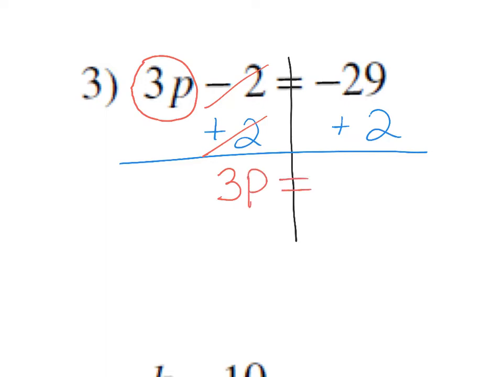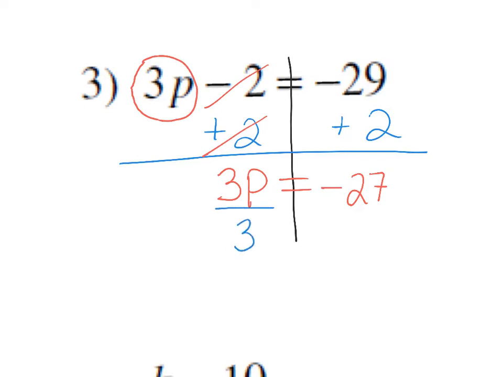And now I have negative 29 plus 2. These are opposites, so they're opposite signs. So I'm going to ask myself, what do I have more of, positive or negatives? In this case, I have more negatives, so I know for sure my answer is going to be negative. 29 is greater than 2 by 27. The difference between those two is 27. So I'm left with negative 27.